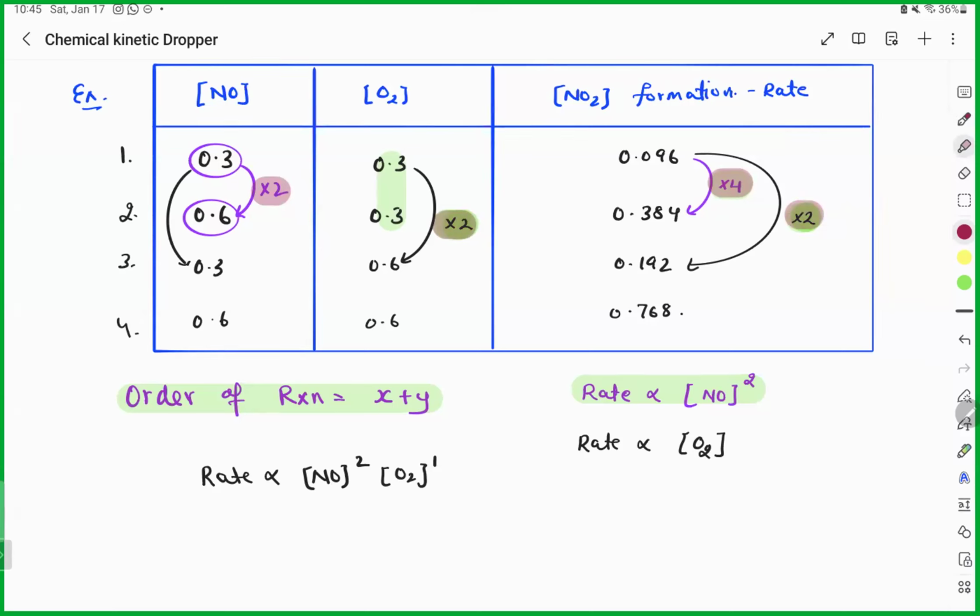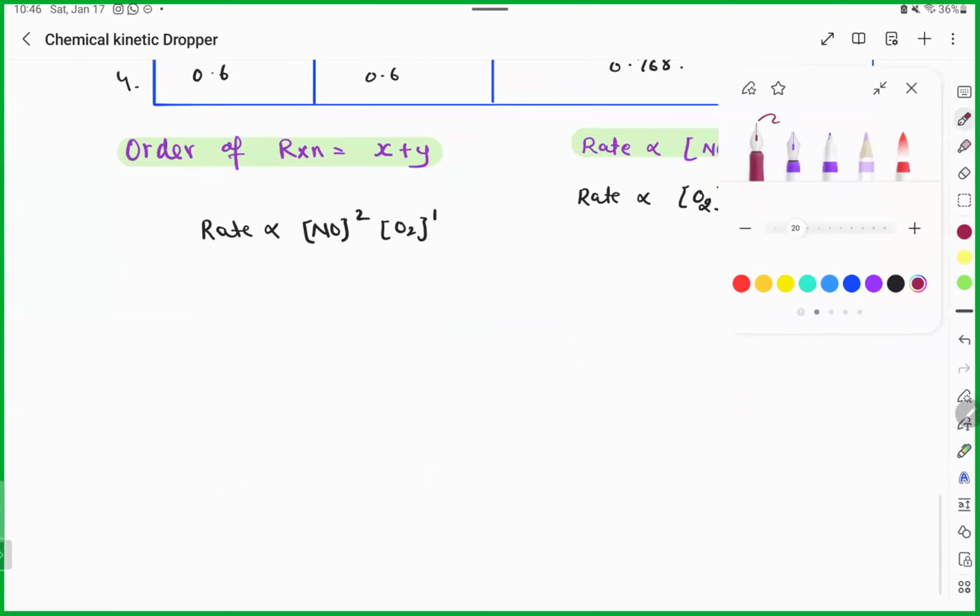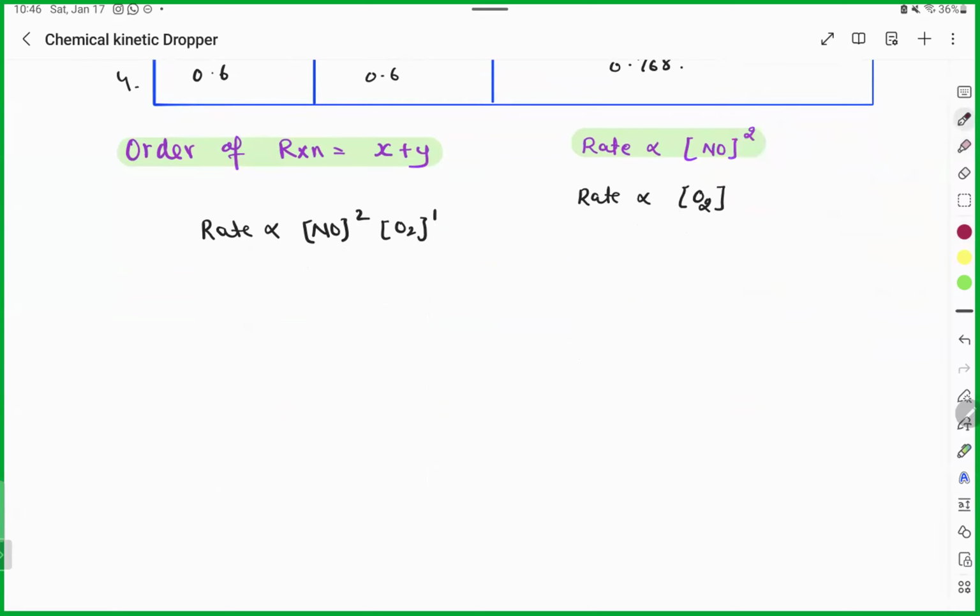Any doubt, guys? So merely looking at the equation, you can never tell what is the order of the reaction. Example, if you see chloroform and this chloroform reacts with chlorine, it will form CCl4 and HCl.